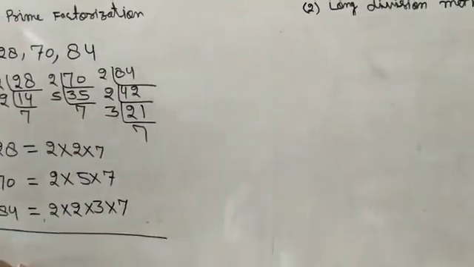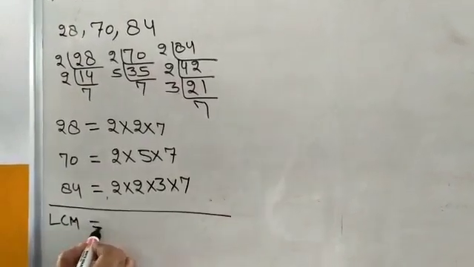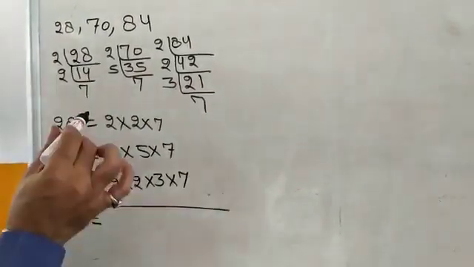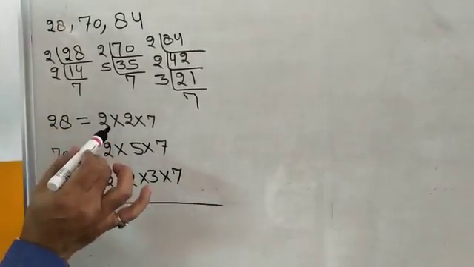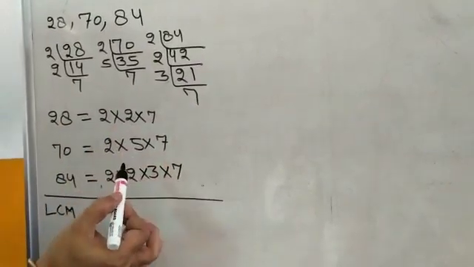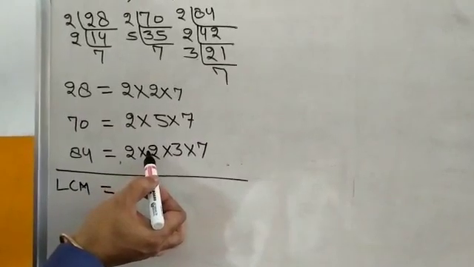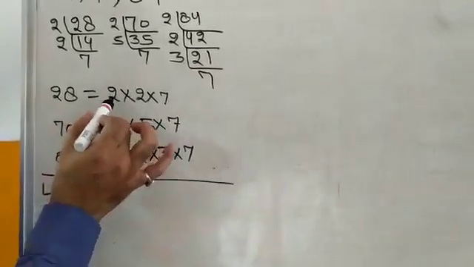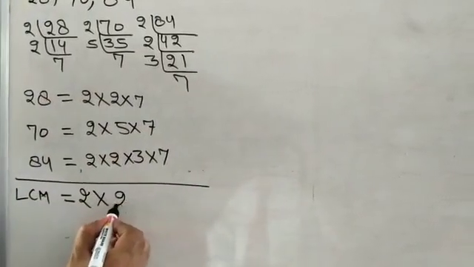Now for finding the LCM, we will see which of these numbers has the maximum number of 2s. For example, 28 has two 2s, 70 has only one, and 84 also has two 2s. So we will take the maximum number of 2s, that is two, so we will write two 2s there.